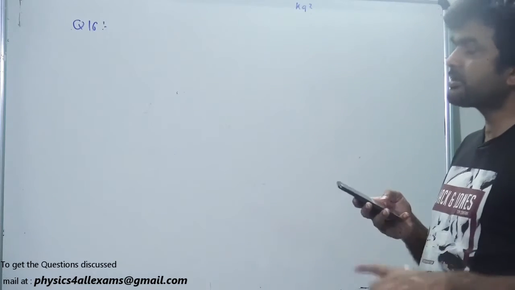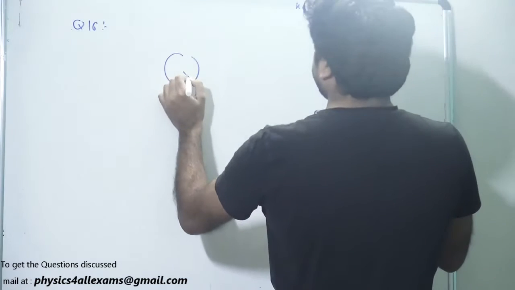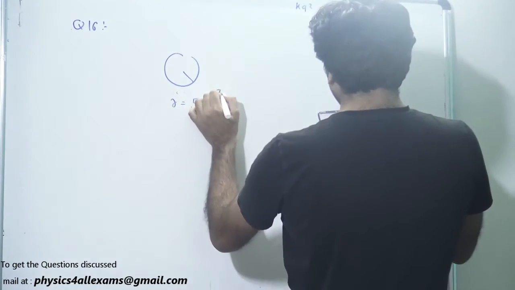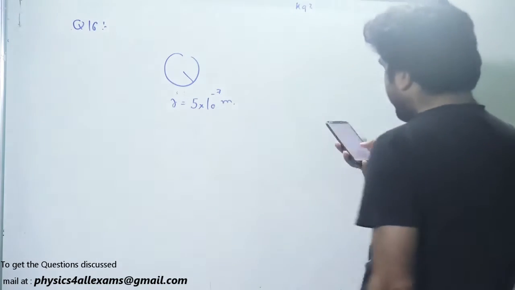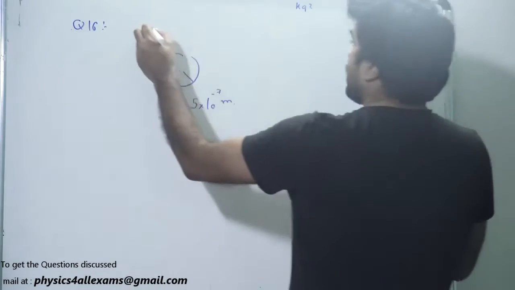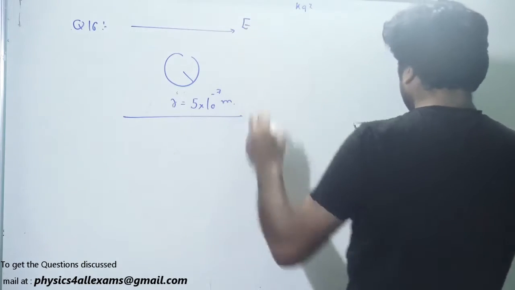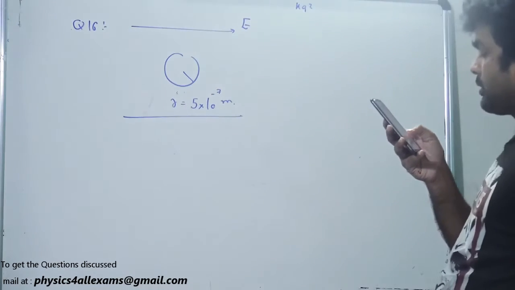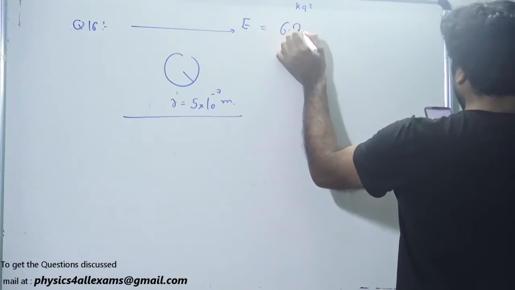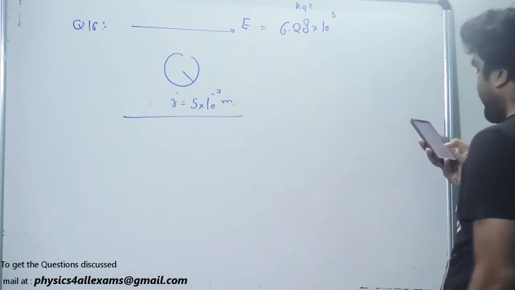So in question number 16, there is a charged particle whose radius is r = 5 × 10^-7 meter. It is kept in a horizontal electric field, in which this charged particle is kept, which has a magnitude of 6.28 × 10^5 volt per meter.